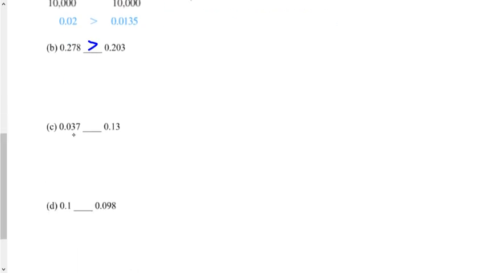Down here, you might be tempted to say 37 is larger than 13, but look how many decimals we have. 1, 2, 3. This goes out to thousandths. 1, 2. We need another one here. Now we're actually comparing 37 thousandths to 130 thousandths. So very clearly the 130 is larger.